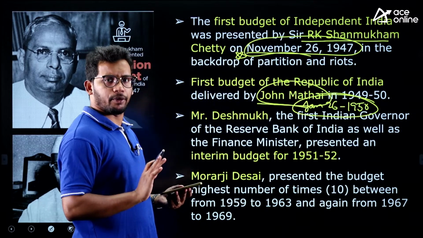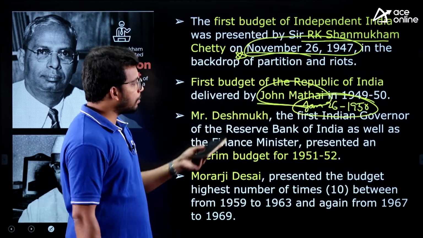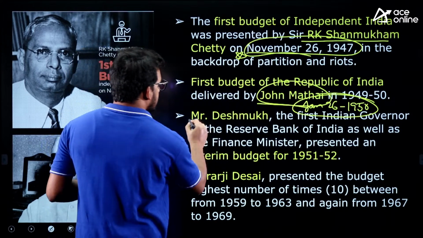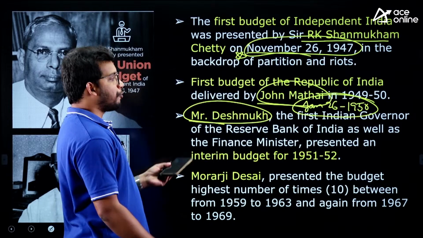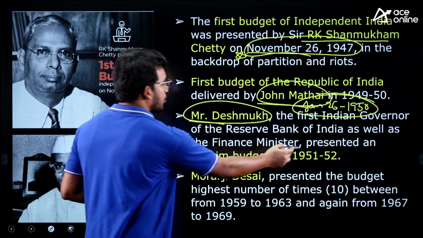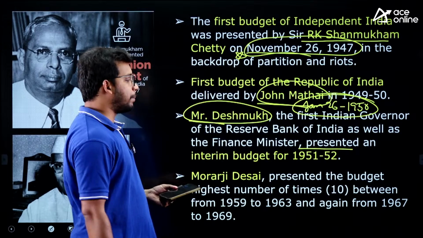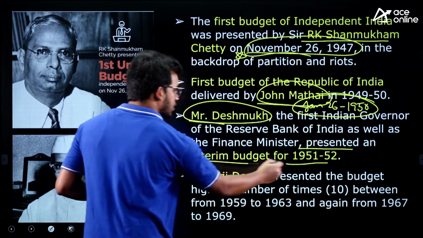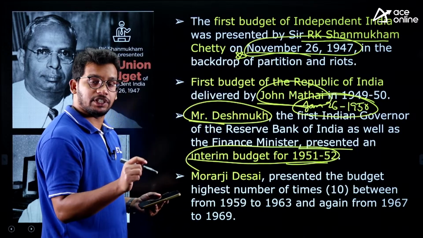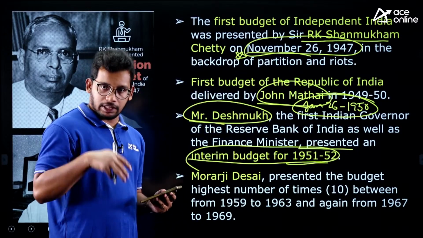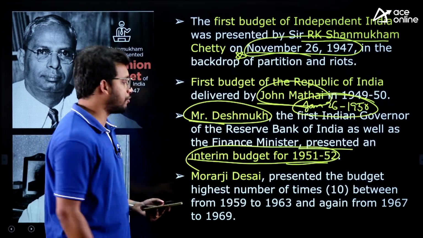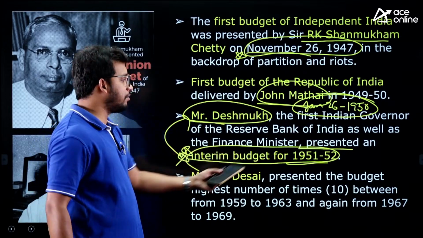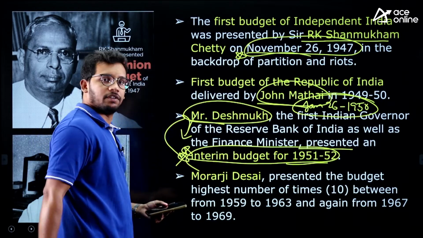All the names are very, very important. They will ask you in the exam. John Mathai was the first one of Republic India. Budget was proposed. Next, Deshmukh was the first Indian governor of the Reserve Bank of India to put forward the budget. So first Indian governor as well as the finance minister. Interim budget. Interim budget means the budget which is put forward in the election years. This year we got an interim budget in 2021. So the first interim budget was when the first elections in India happened in 1951-52. So Mr. Deshmukh was the one, right?